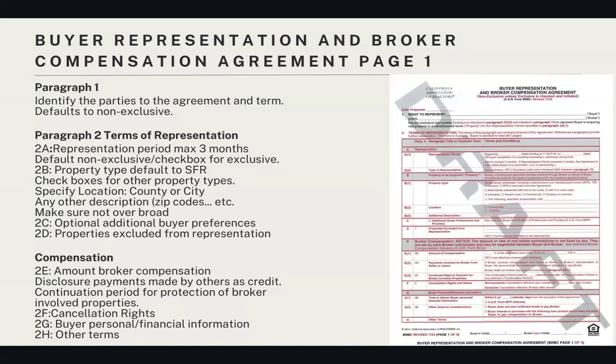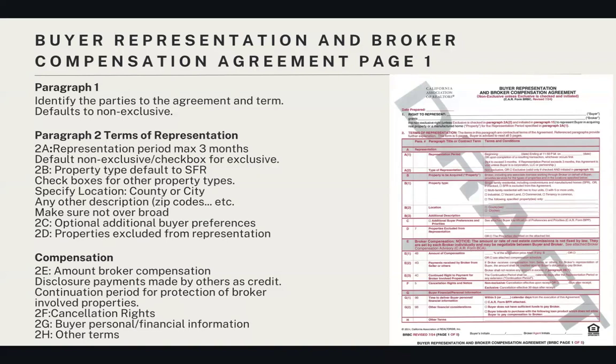Continuation period for protection of the broker involved properties is a field that would be utilized to protect the listing agent, or excuse me, the buyer's agent, from expiration of the agreement or cancellation of the agreement. So you would write in a time period as a buyer's broker to protect yourself. And then there are some requirements as far as notifying the buyer of those broker involved properties. There's a form for that. There's an addendum we're going to talk about later.